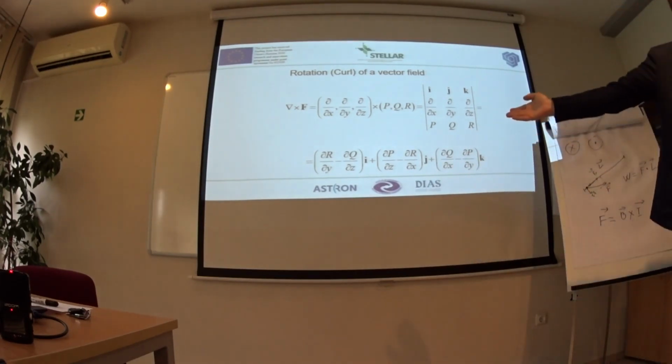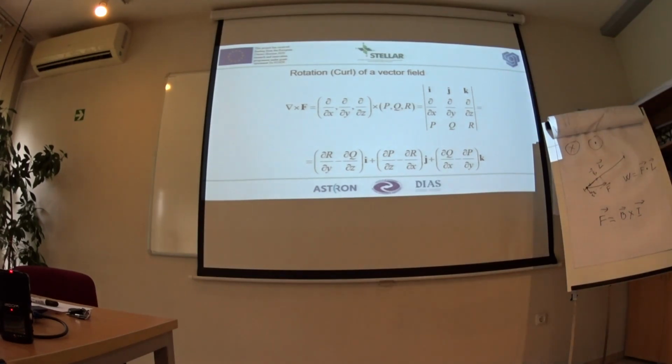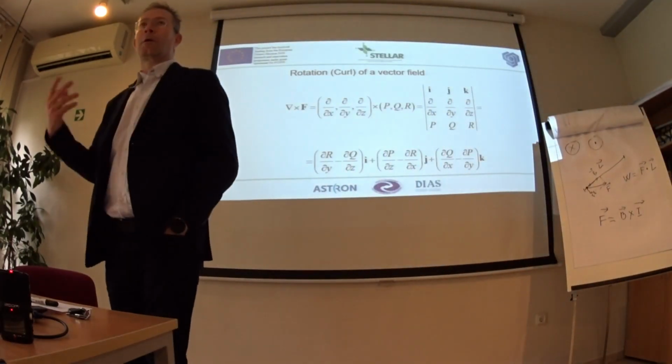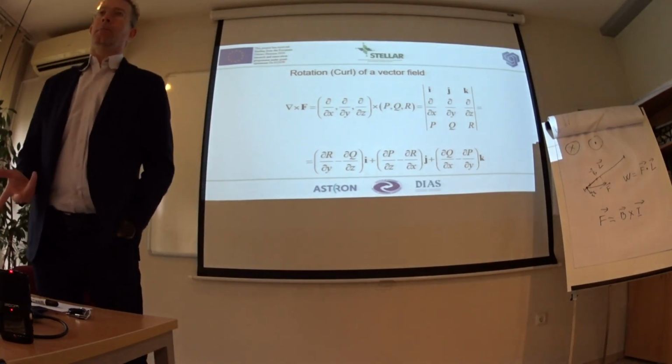And we get this result. What will be the direction of this one, the result? Perpendicular to the field. Exactly. It will be orthogonal to the F vector. This is called rotation or curl of a vector field.